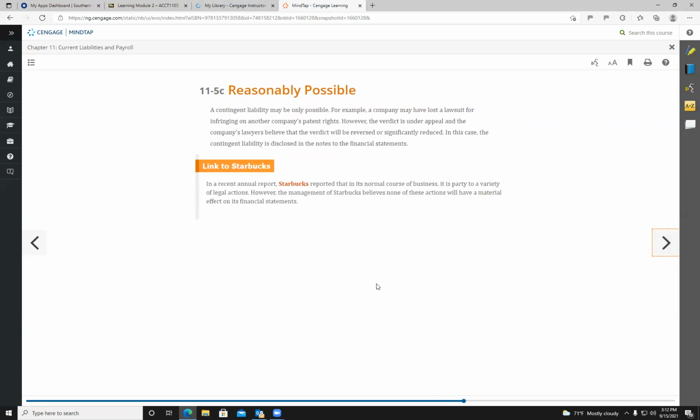Reasonably possible. A contingent liability may only be possible. For example, a company may have lost a lawsuit for infringing on another company's patent rights. However, the verdict is under appeal, and the company's lawyers believe that the verdict will be reversed or significantly reduced. In this case, a contingent liability is disclosed again in the notes to the financial statements. There is no journal entry.